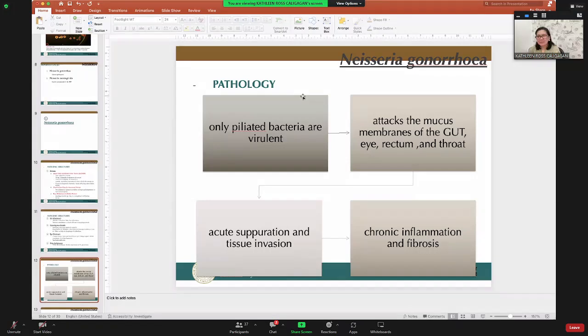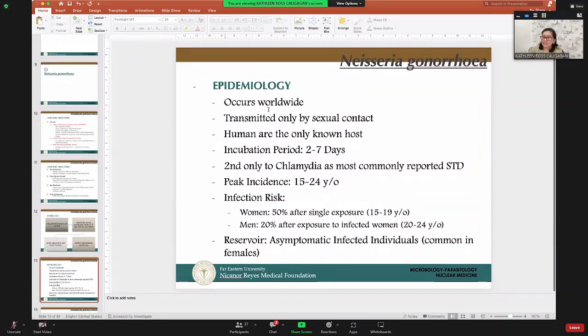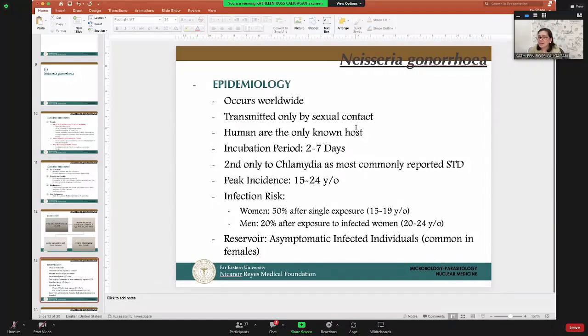So how is the disease formed, the pathology? Only the pileated bacteria are virulent. It attacks the mucous membrane of the genitourinary tract, or the eye, or the rectum, or the throat, and causes acute suppuration and tissue invasion, which may lead to chronic inflammation and fibrosis. It has a worldwide occurrence. It is transmitted only by sexual contact. Humans are the only known host with incubation of 2 to 7 days.